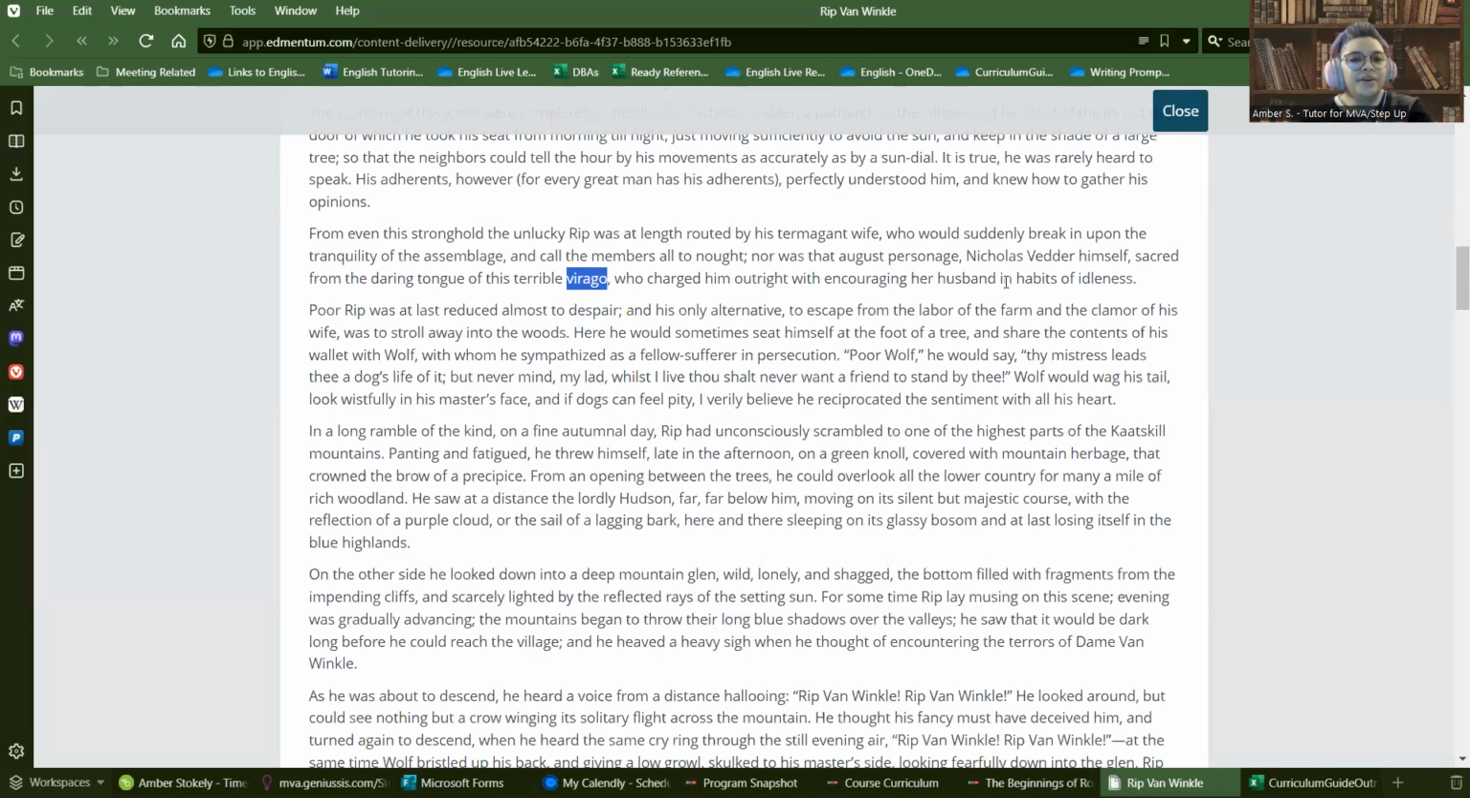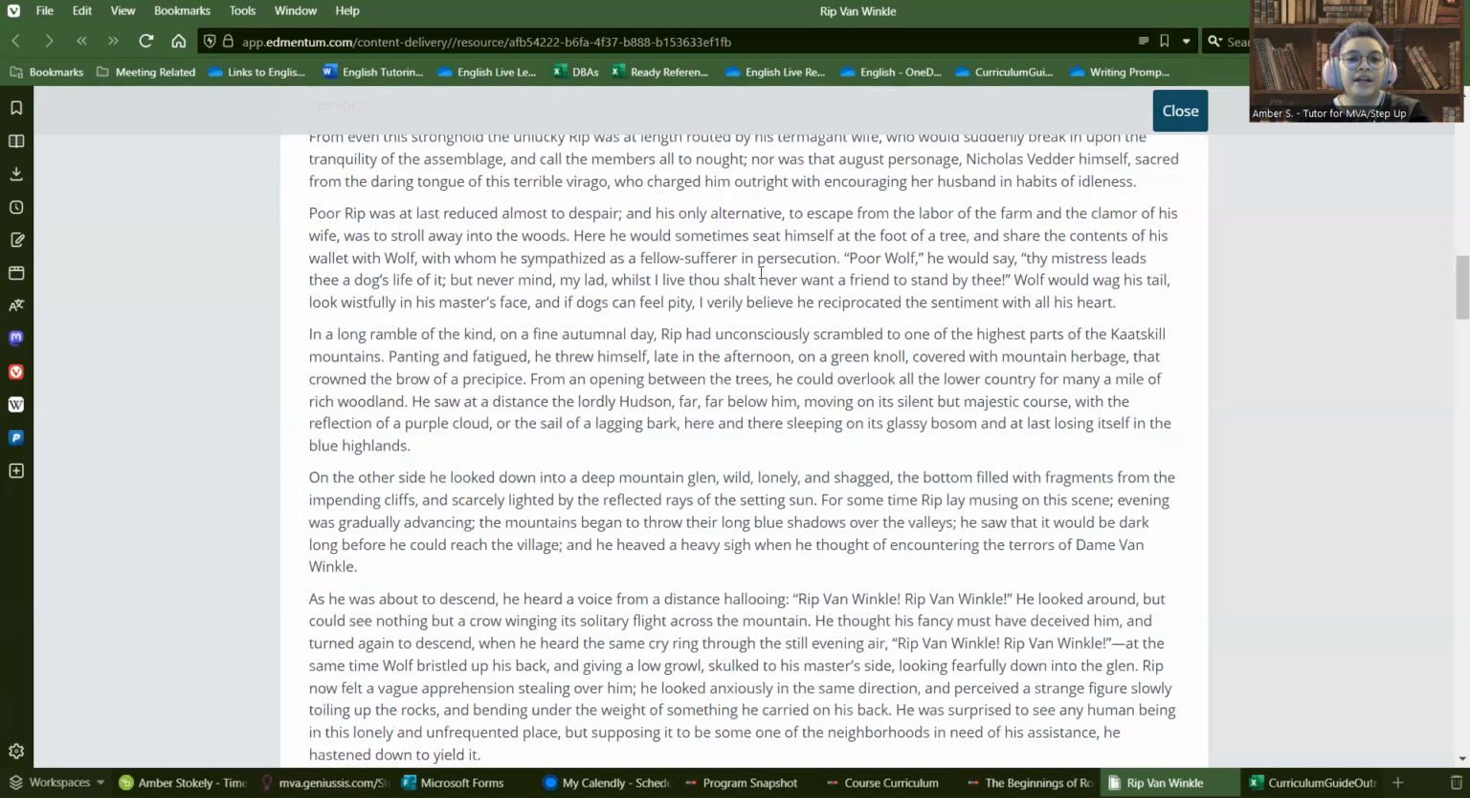So Nicholas Vetter, the head of this inn, isn't even safe from Rip's wife. And charging him just means you're accusing someone of something, with encouraging her husband in habits of idleness. So she's willing to actually show up and say, you're helping my husband to be lazy. Why don't you encourage him to work?